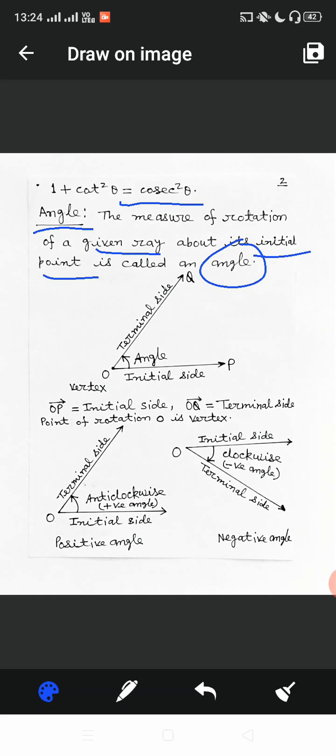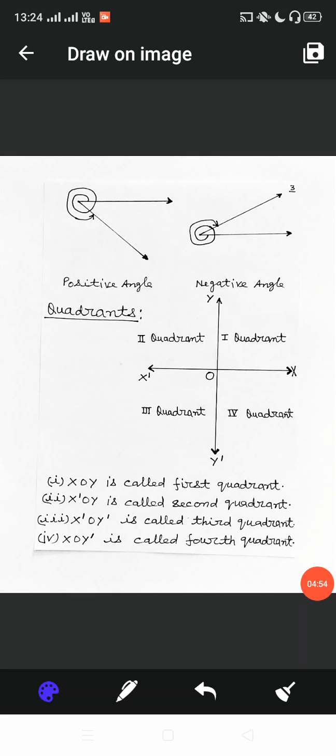An angle is called positive if the direction of rotation of ray from the initial side to the terminal side is anti-clockwise, and an angle is called negative if the direction of rotation of ray from the initial side to the terminal side is clockwise. There is neither lower limit nor upper limit for the magnitude of an angle. This is evident from the figures given below for positive angle and for negative angle.